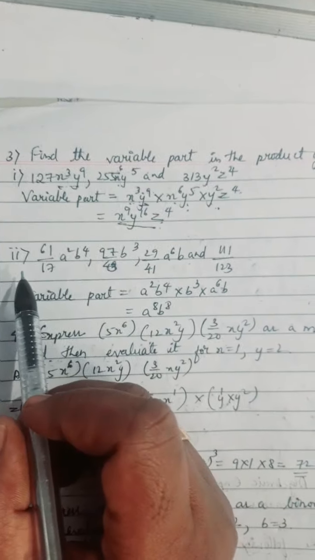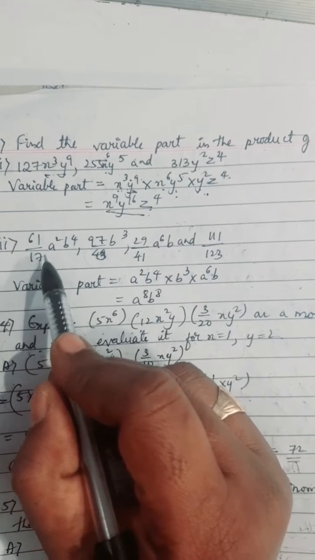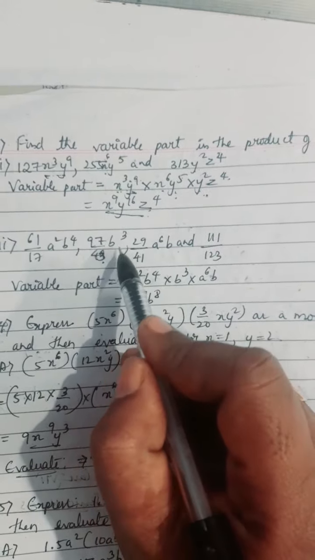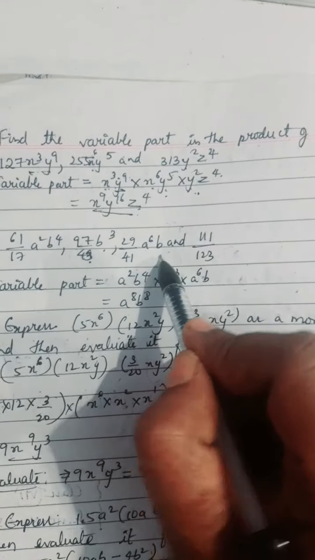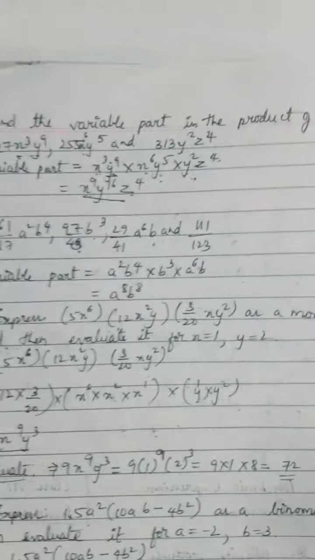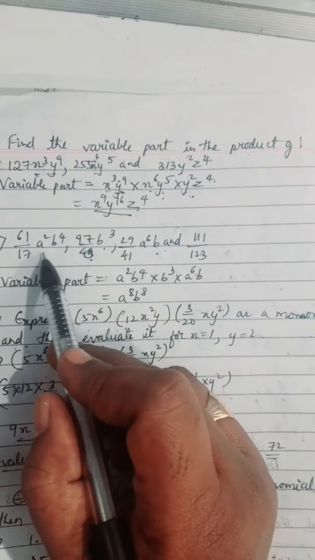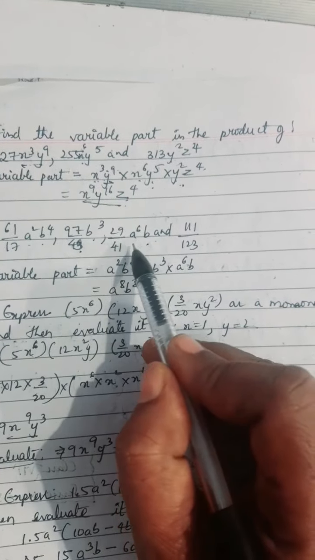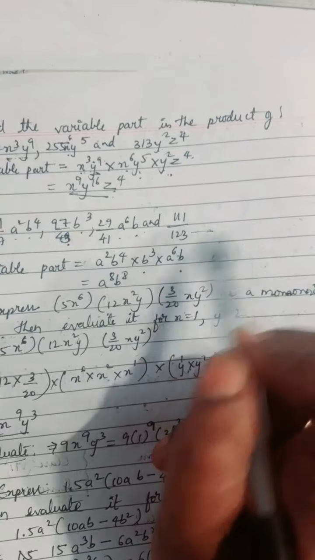Now we have second one, that is 61 by 17 a square b to the power of 4, 97 by 43 b to the power of 3, 29 by 41 a to the power of 6 b, and 111 by 123. Here, since we have to find only the variable part, I consider only the variable part: a square b to the power of 4, b to the power of 3, a to the power of 6 b. In this we don't have any variable part, so leave it.